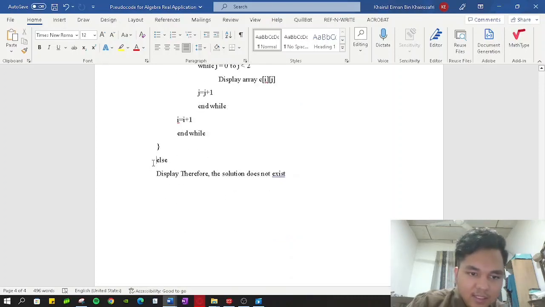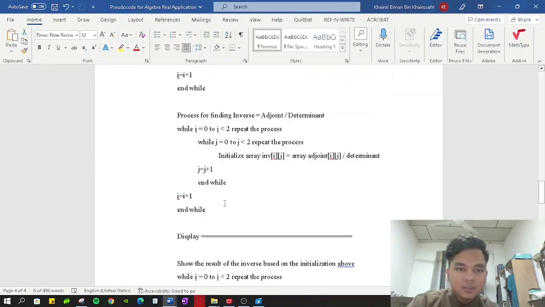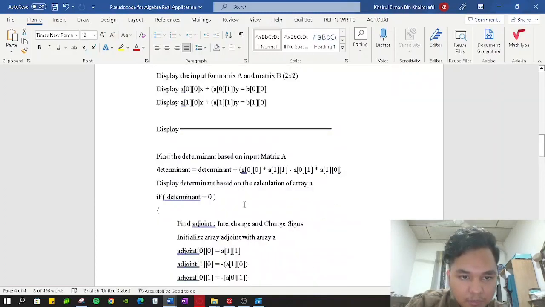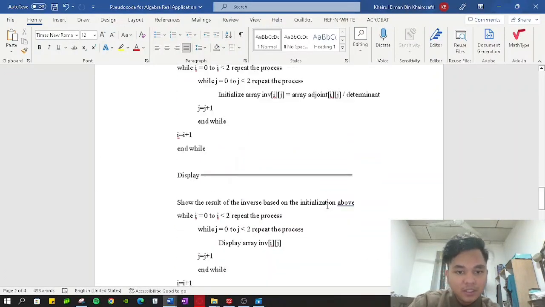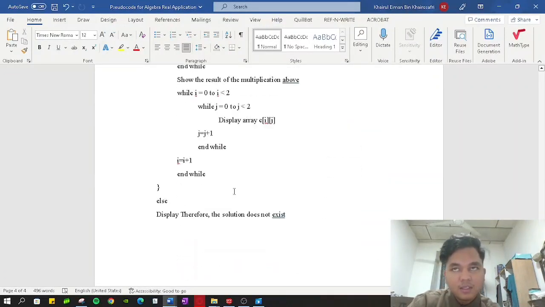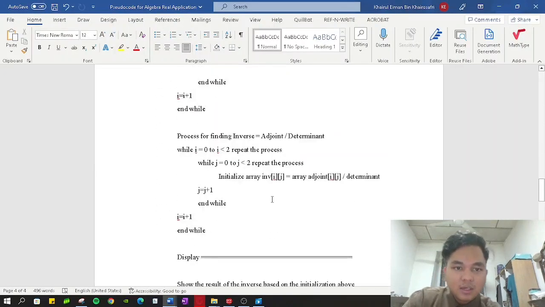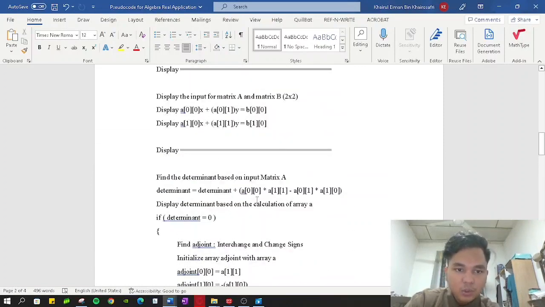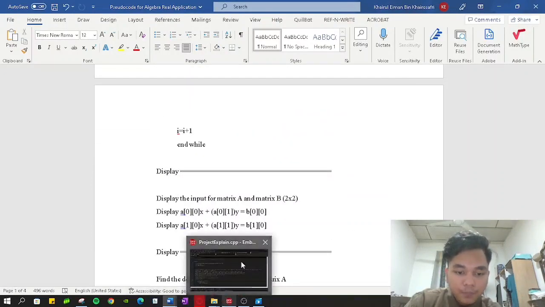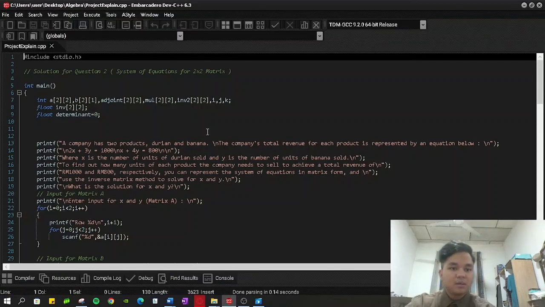So what does this mean? Okay, as you can see at the top here, if determinant equal to 0, it means it has a solution. If it doesn't, else display therefore the solution does not exist. That's the pseudocode for the problem, and I will show you the programming here.